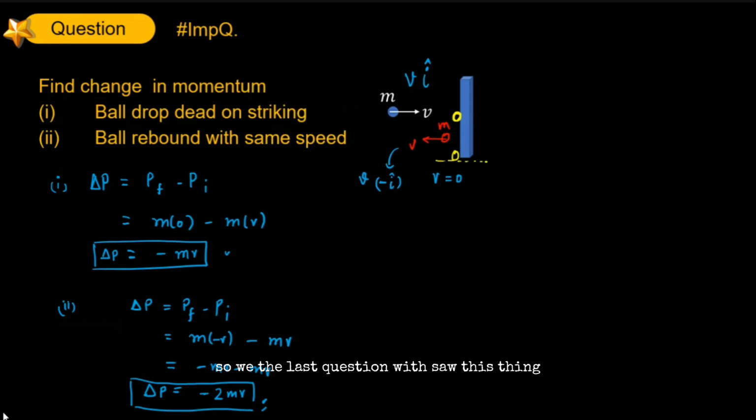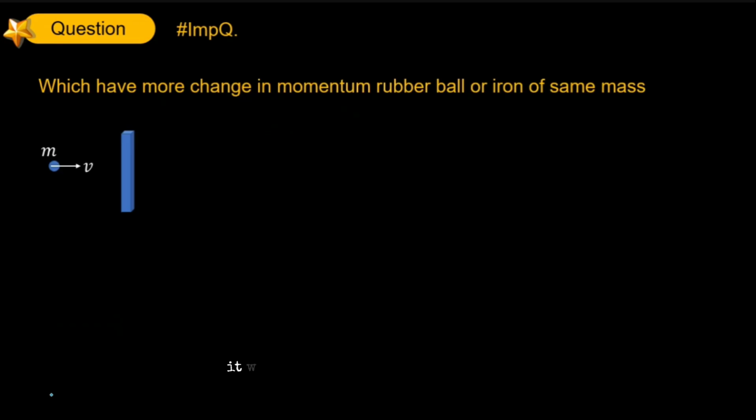So the last question we saw this thing. When the object drops dead while striking, the momentum changes less, whereas when the ball rebounds with the same speed in the opposite direction, the momentum changes a lot. If you drop a crazy ball, let's say rubber, with some force, it bounces back with a huge velocity. So here the change in momentum is huge. Whereas if you drop an iron ball, it will not bounce. It might drop dead, so it will have a smaller change in momentum. So the answer is going to be rubber ball.